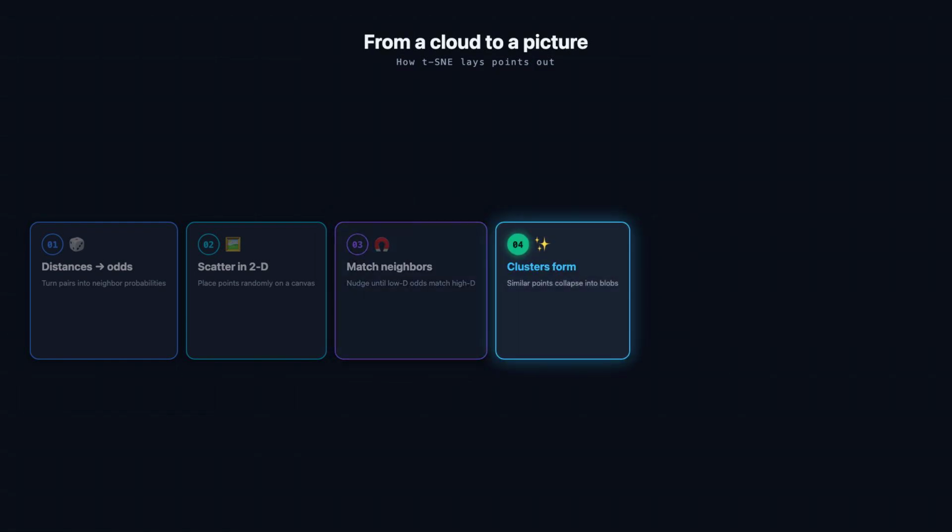And as that matching gradually settles, something rather lovely happens on the canvas. Points that were genuine neighbors up top pull tightly together down here, while unrelated groups quietly drift apart. Similar items collapse into clean, well-separated blobs, and the hidden structure of your data finally becomes something you can just see.